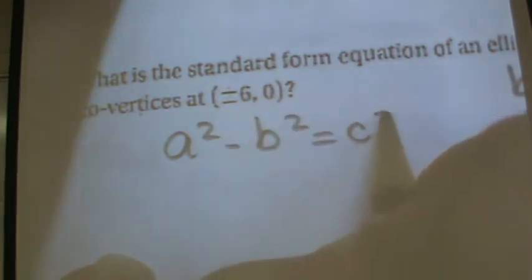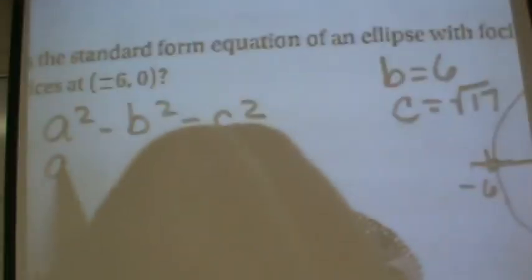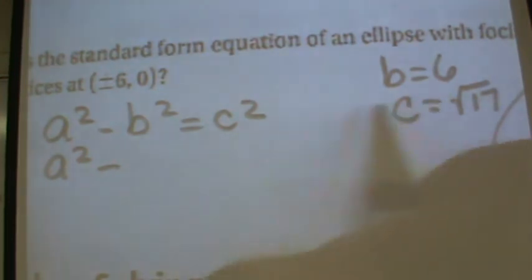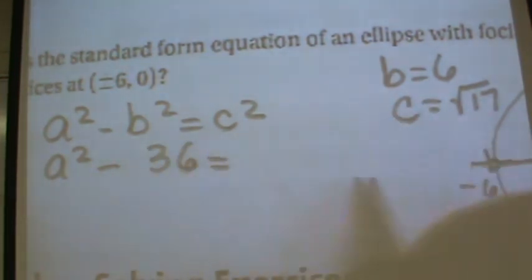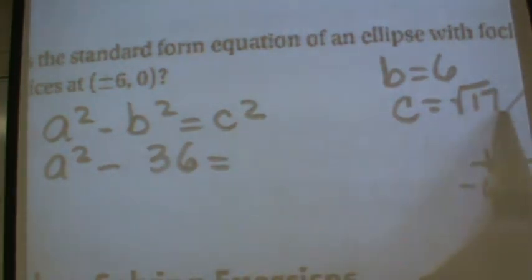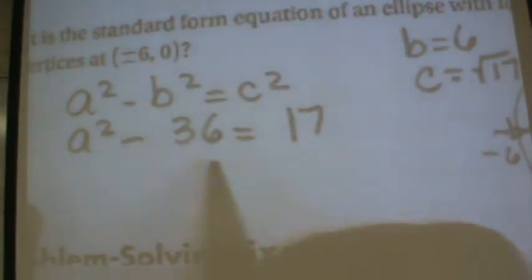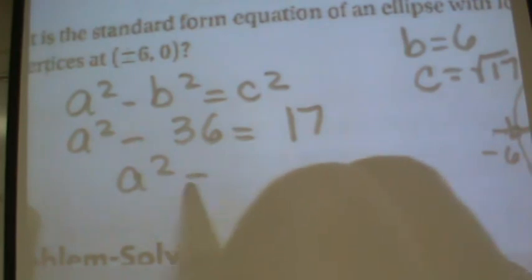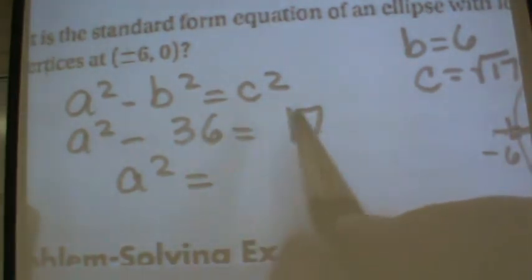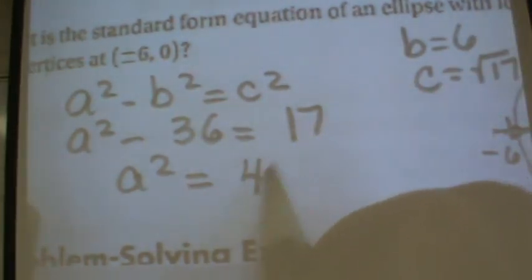So what I'm going to do is a squared minus b squared equals c squared. We don't know what a is. We're going to find it out. b squared is going to be 36. And what is the square root of 17 squared? It's 17. So how do you find a squared? Add 36 to 17, and what do you get? 43.